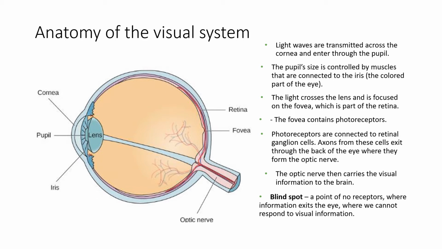So the fovea, which is part of the retina, contains photoreceptors. And if you look at this image, you'll see the fovea, you'll see the retina, and the photoreceptors are connected to retinal ganglion cells. And axons from these cells then exit through the back of the eye where they form the optic nerve. So let's stop here for a moment.